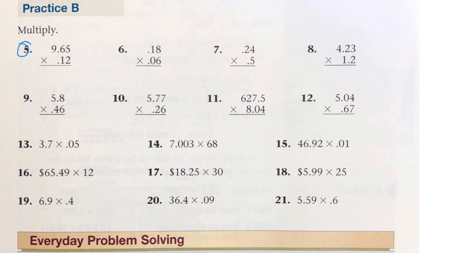Let's look at number 5. So we're just going to multiply as normal. Start with 2. 2 times 5 is 10, 13, 19. Put a 0, and then 5, 6, 9. Add it up.